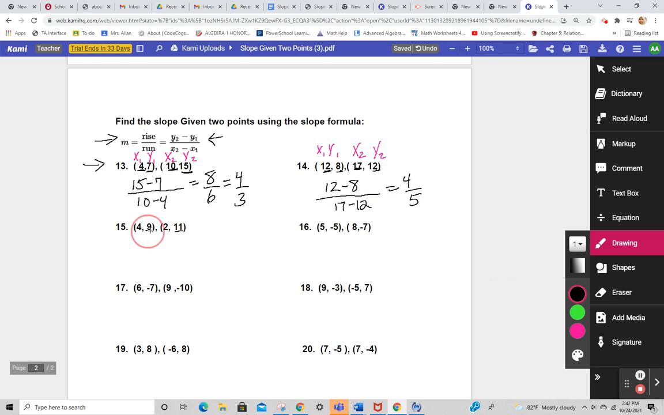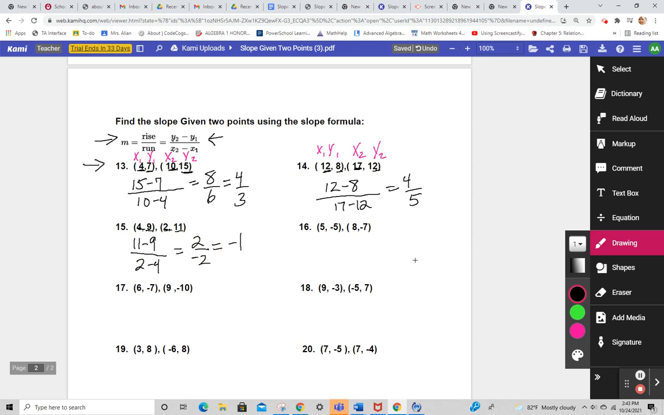Y sub 2 minus y sub 1, that's 11 minus 9. X sub 2 minus x sub 1, that's 2 minus 4. 11 minus 9 is 2, and 2 minus 4 is negative 2, so our slope is negative 1 in this case.